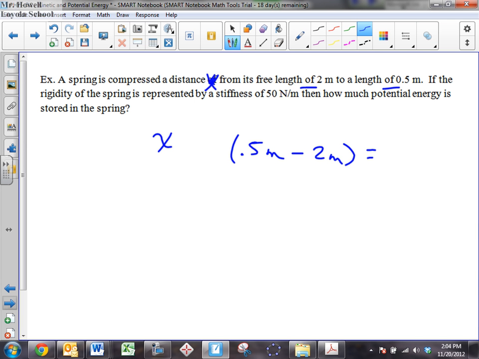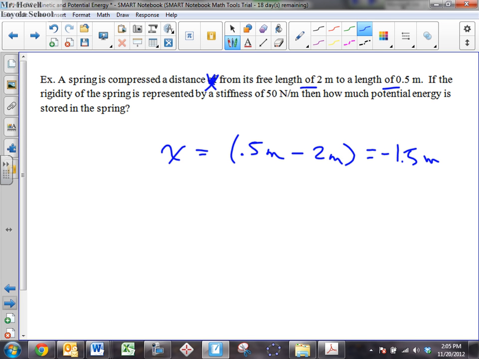What's my delta going to be here? Negative 1.5. Now, that's going to be my x overall. Again, that's my x value for this problem.